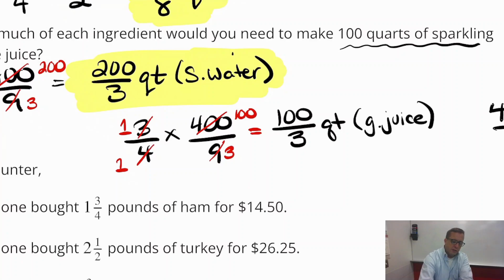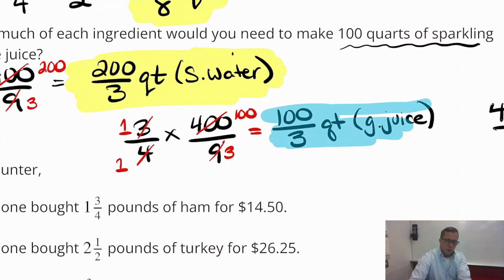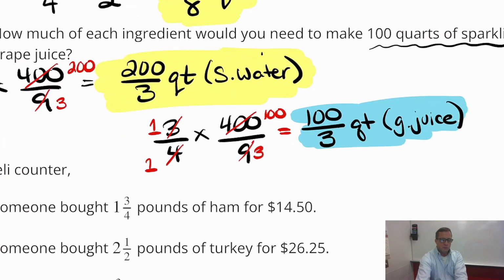So that's what you're going to need of each type. So we're going to need 200 thirds quarts of sparkling water, and you're going to need 100 thirds quarts of grape juice.